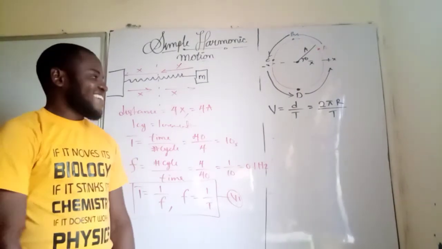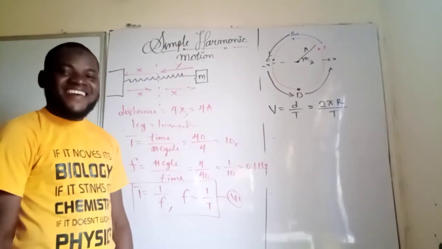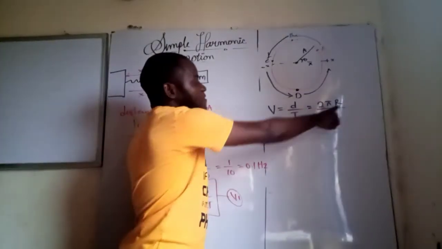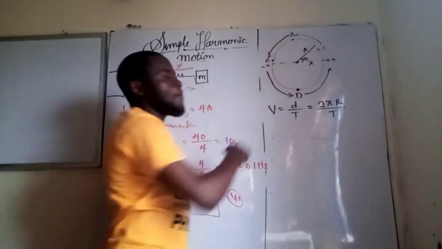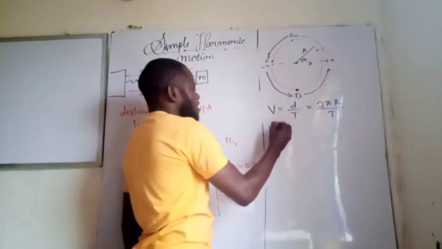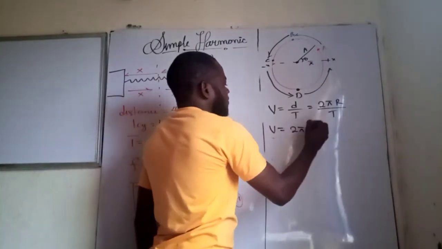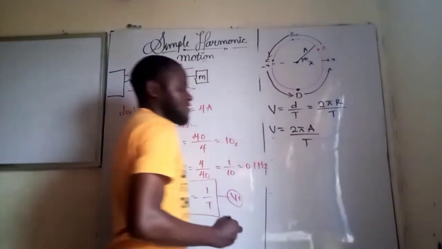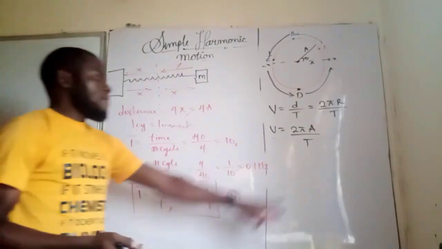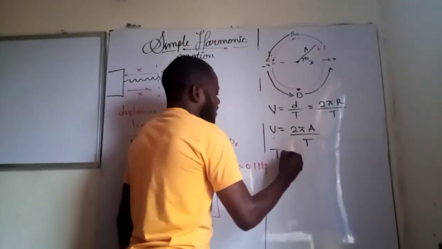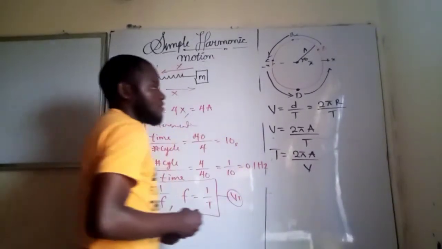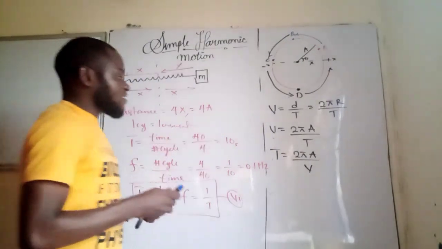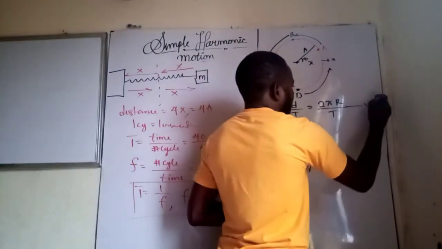If that should be the case, our r is the radius. Looking at this diagram, our radius is our amplitude. Hence, V is 2 pi A over T. So if I make T the subject of the formula, I will have that T is 2 pi A all over V. So let's call this equation 7.